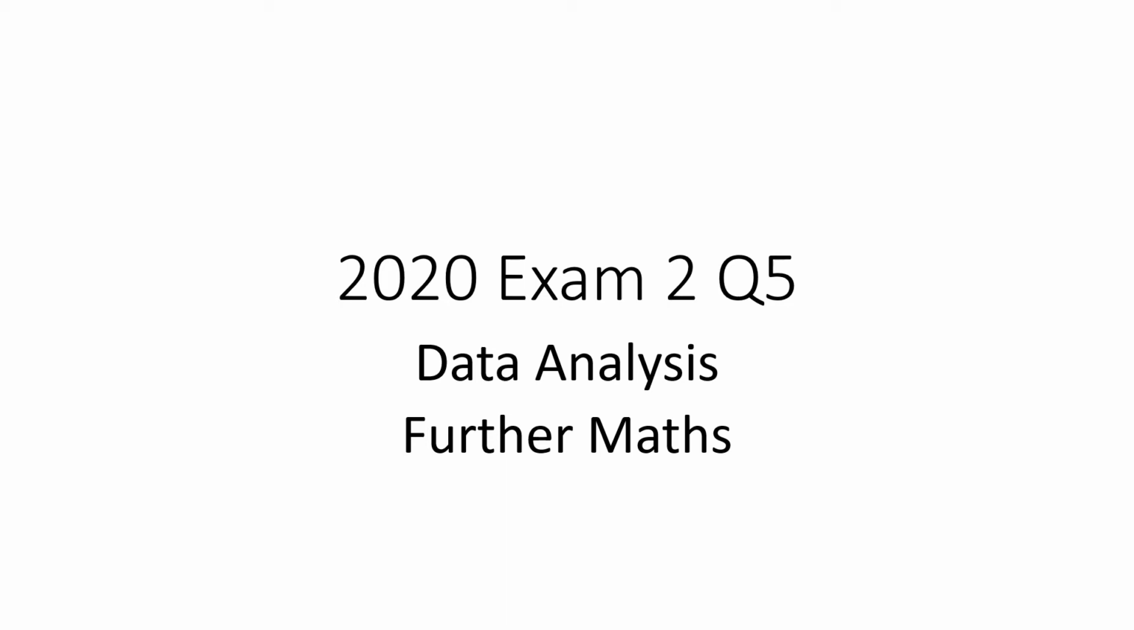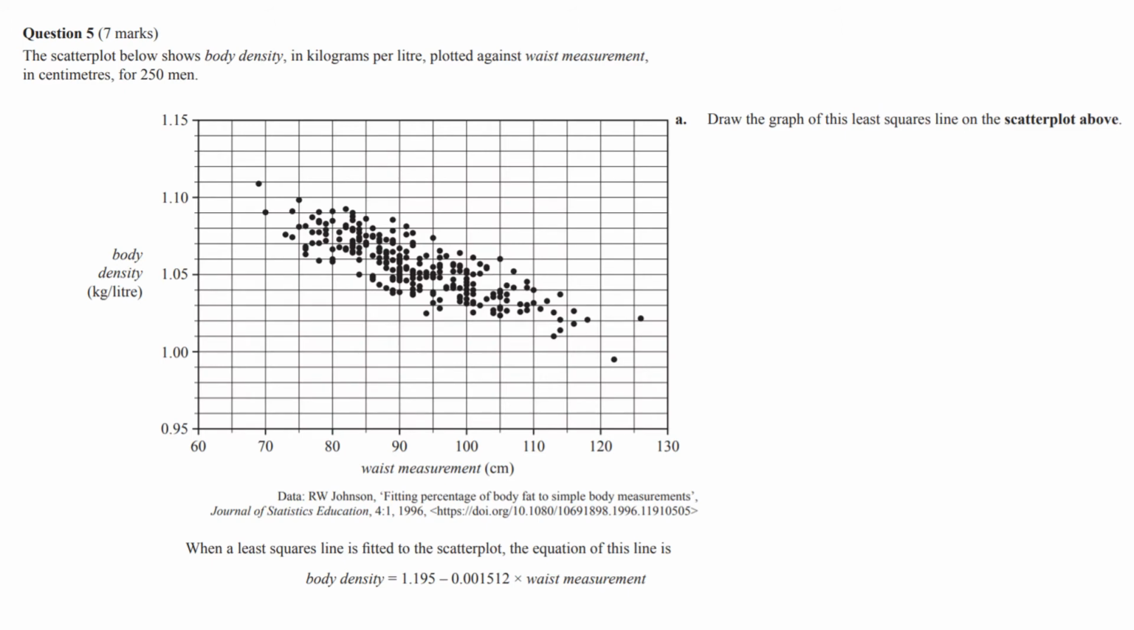2020 Exam 2, Question 5, Data Analysis. Okay, so for this one, and they're a little bit fussy in the answers, you had to draw the graph of the line of the least squares on the scatter plot above, which is actually over here because I moved the question. And in the answers, they recommend that you actually calculate the 2 points. So I just went, well, I'll get my 60 and my 130 endpoints.